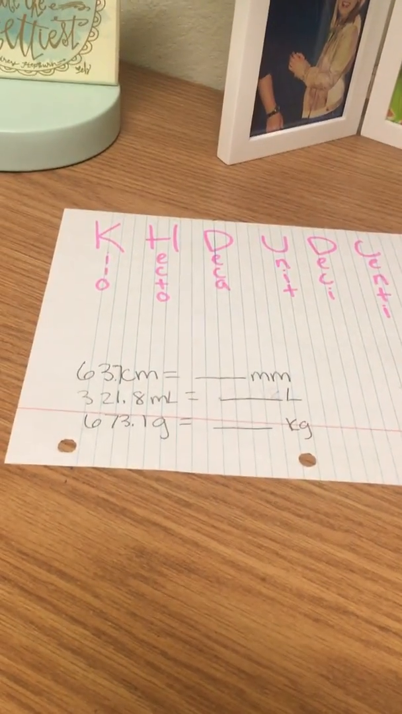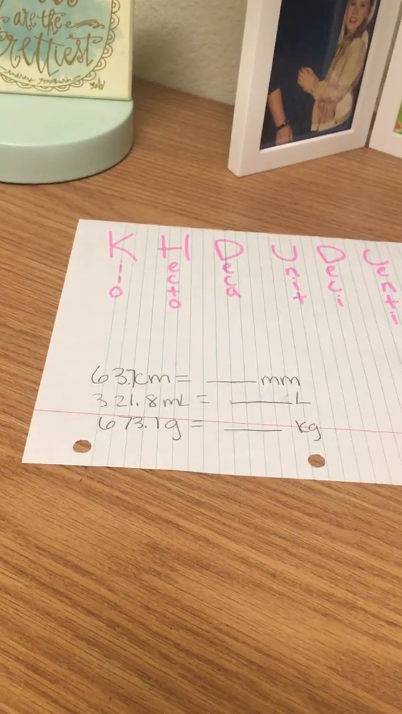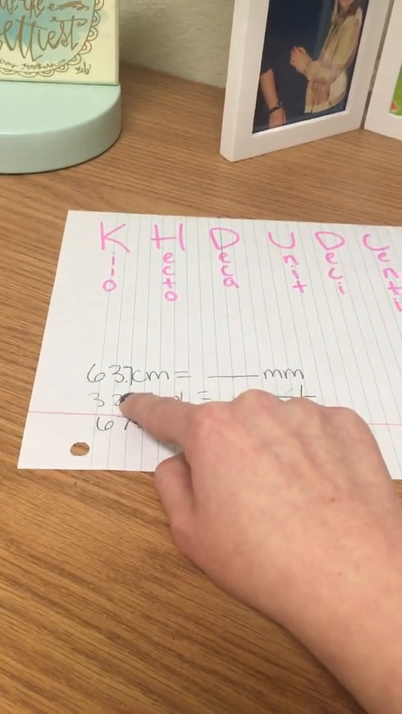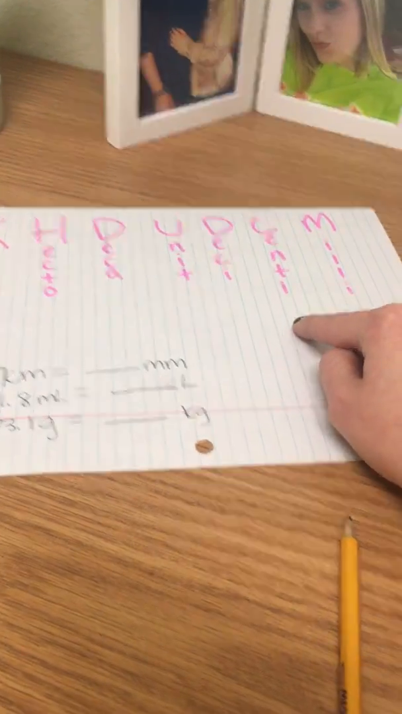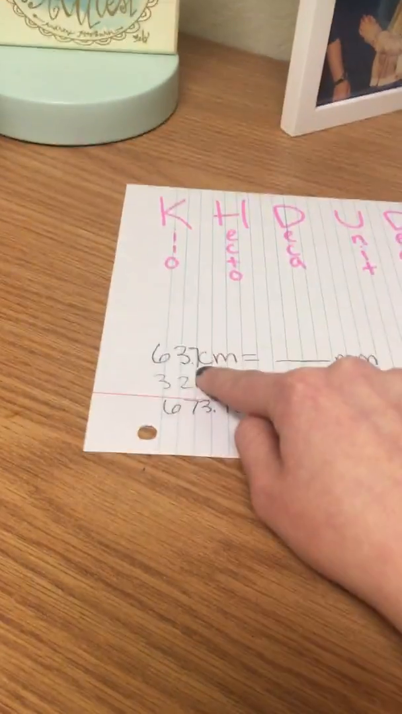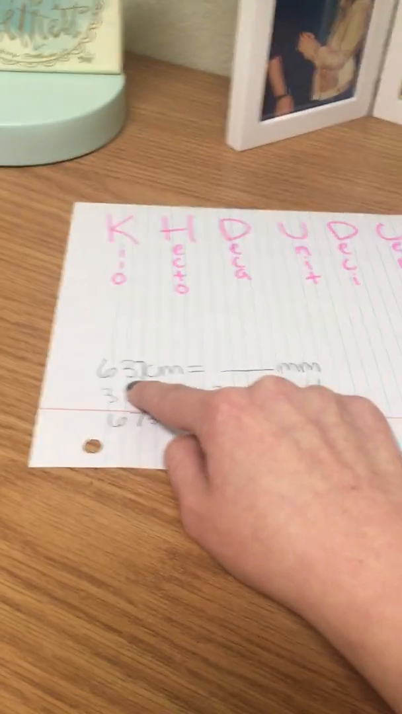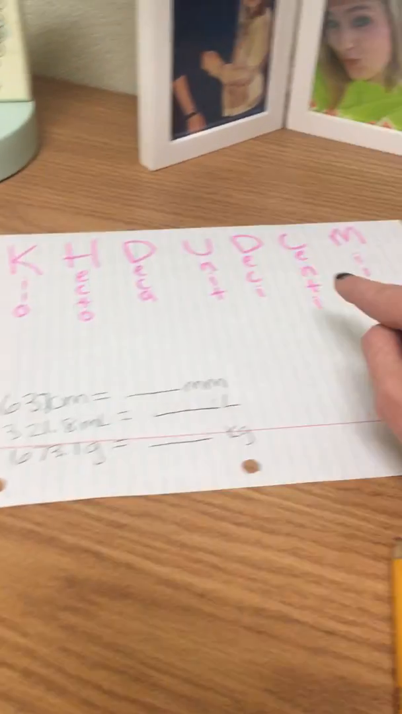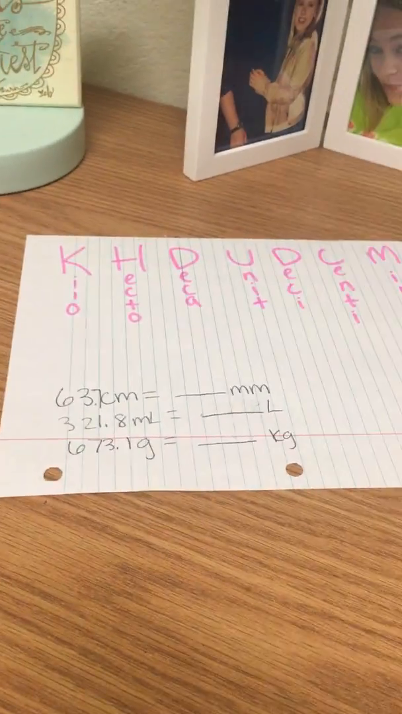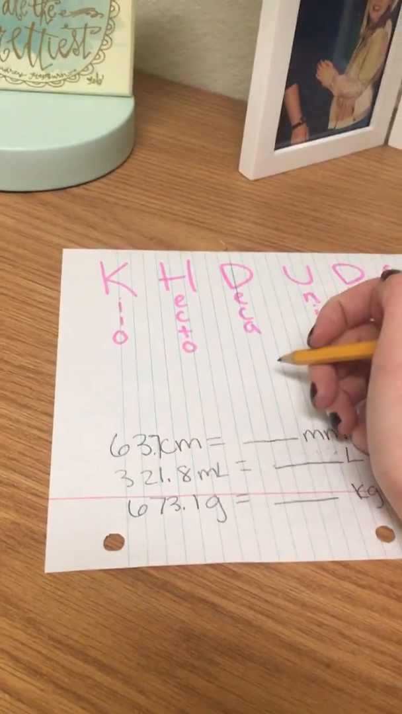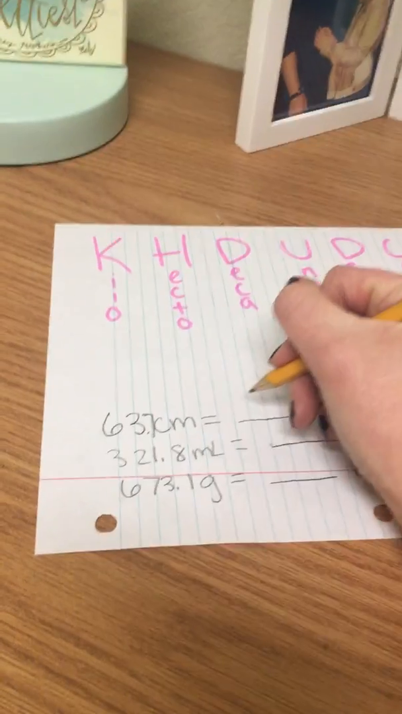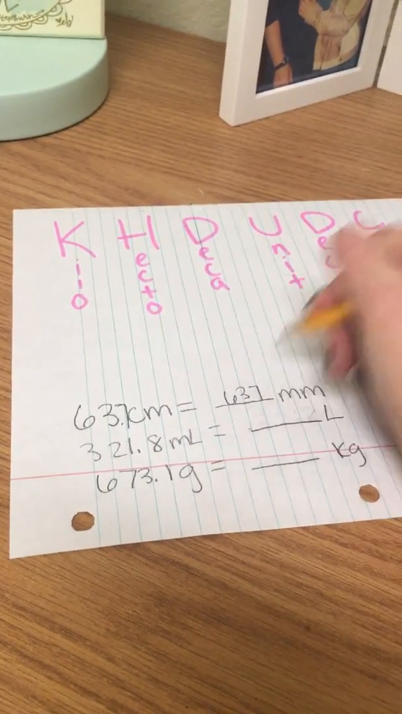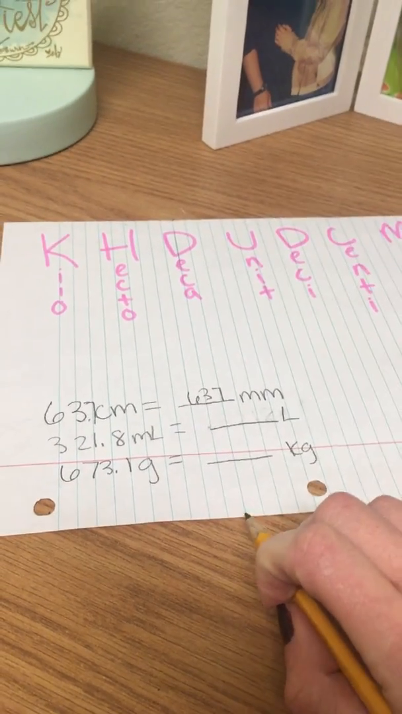So 63.7. You find the decimal in the number, 63.7. And since we just moved from centi 1 over to the right, we're going to do the same thing here. We're going to move that decimal over 1 place, just like we went from centi to milli. And we are now at 63.7 centimeters equals 637 millimeters. Okay.